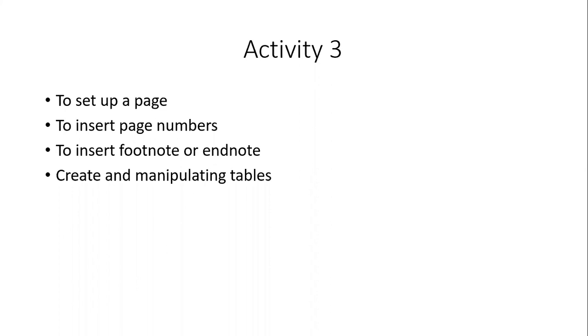Activity 3, we've already seen activity 1 and 2. We've already seen various options of formatting a Word document. So here, further formatting options which you can do in a Word document. We have to set up a page, insert the page numbers, insert the footnotes or endnotes, and lastly create and manipulate tables. So let's see an example for the Word document.